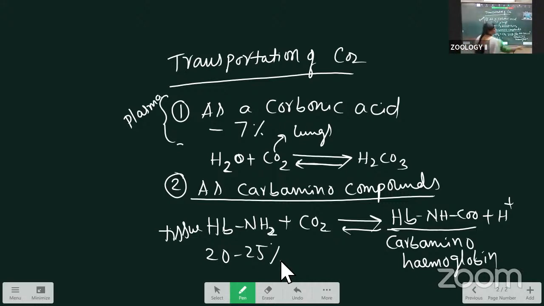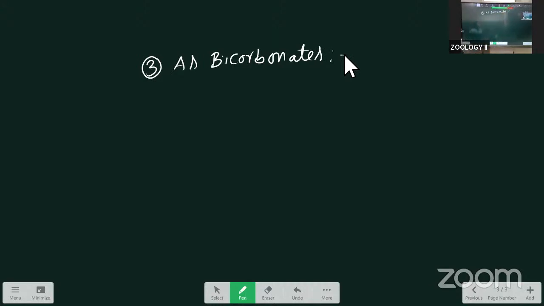Next, the third method is CO2 transported as bicarbonates. Here, it is the same as the first reaction, where carbon dioxide is added with the water of the plasma. But here the bicarbonates are formed inside of the RBC.